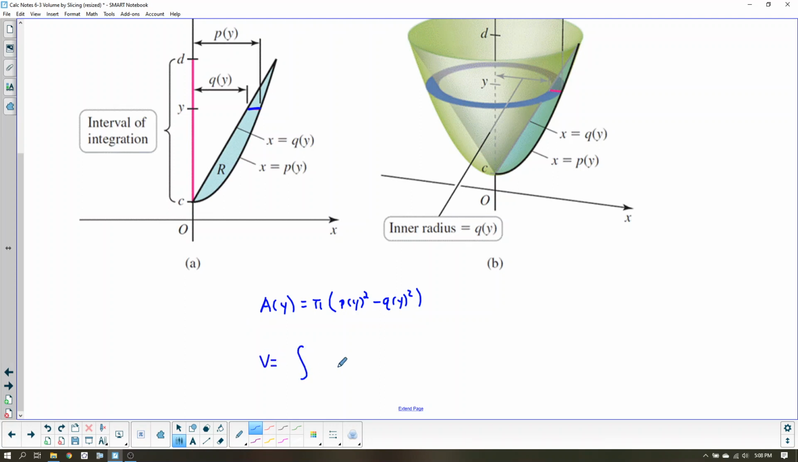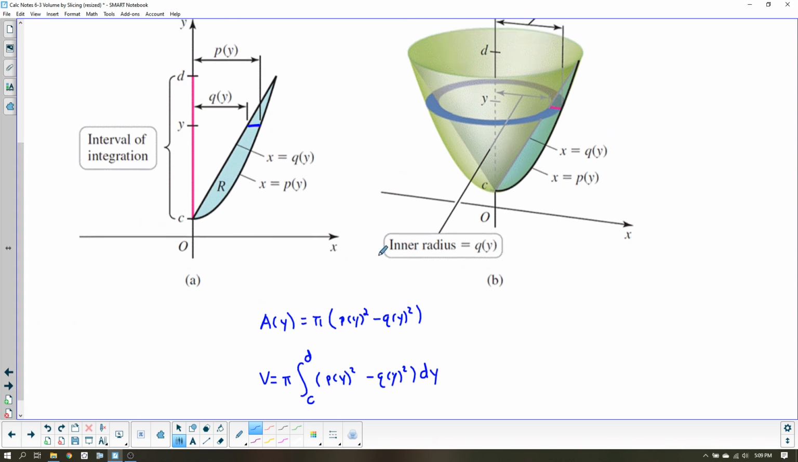Volume would be the integral. Here's where we have to be careful. We're not integrating along the x-axis anymore. So our limits of integration, since we're slicing it up this way, would be from c up to d. So c to d, again, I'm going to go ahead and put the pi out in front of it. This is going to be the integrand. So p of y squared minus q of y squared dy. Integrating with respect to y now instead of x.